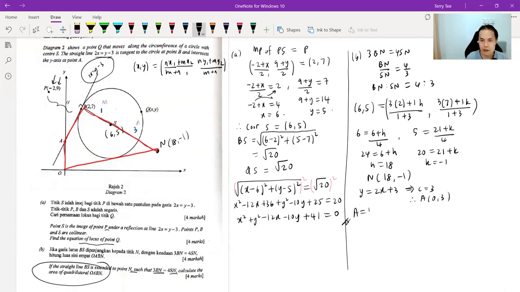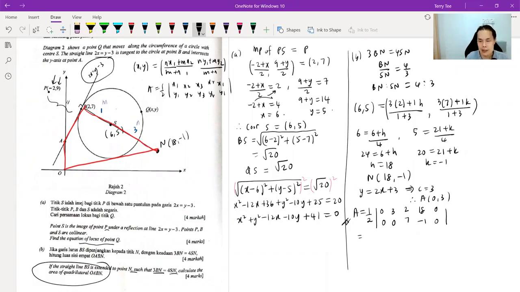Now, remember, formula for area is half of x1, y1. I start with point O, continue with A, followed by B, (2, 7), followed by N, (18, -1). Then you repeat the first point. Remember, x1, y1, x2, y2, x3, y3. I hope you remember this. If it's a triangle, we stop at 3 and repeat the first point. If it's a quadrilateral, we have x4, y4, and then you repeat the first point.